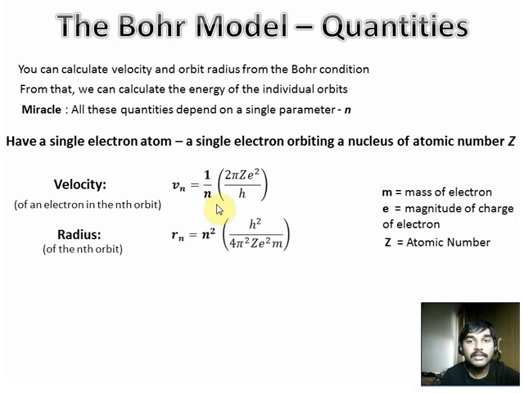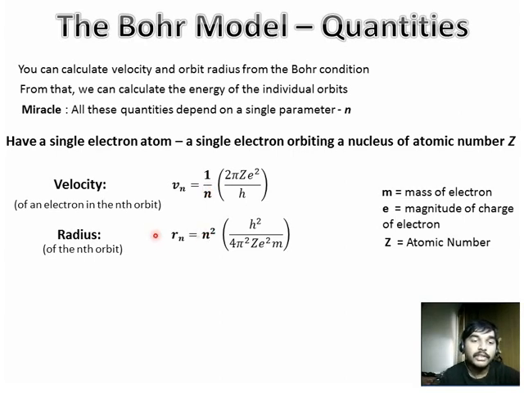The radius is simply this. The radius is n squared into another quantity. So this constant is again just a number. So the radius goes as n squared. The velocity goes as 1 by n.